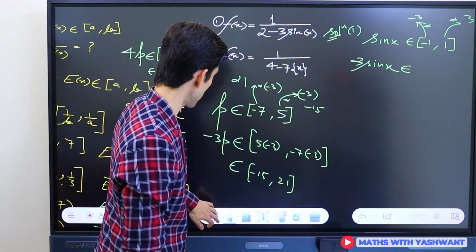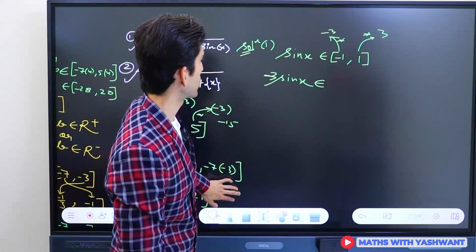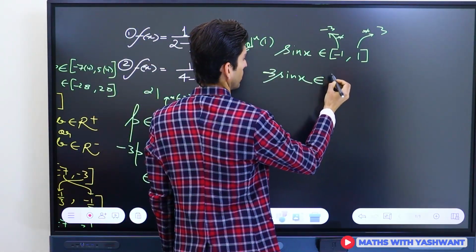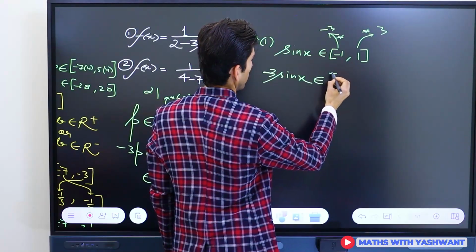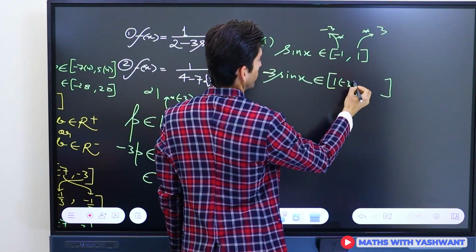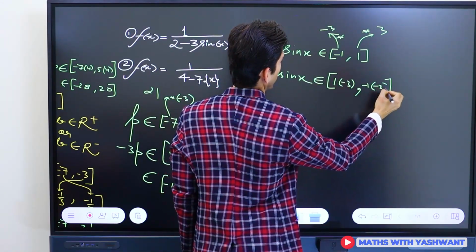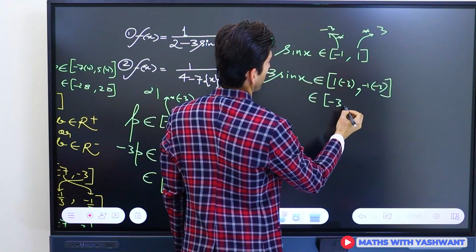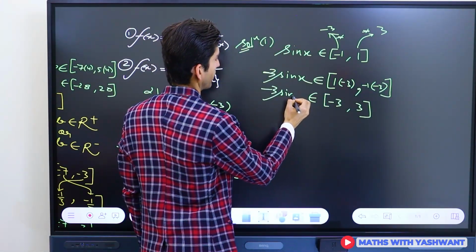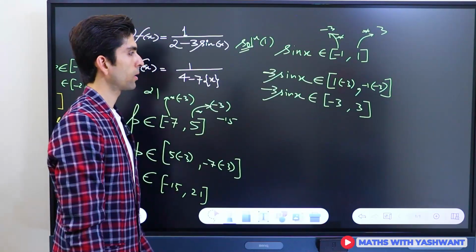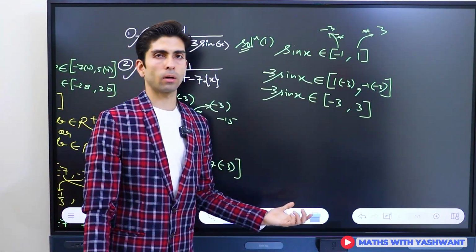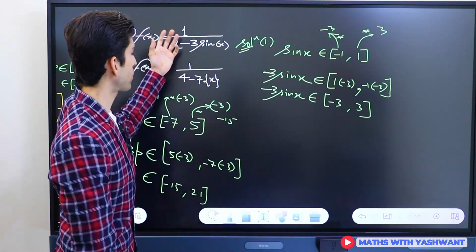So for this question, we multiply by -3. So when we multiply by -3, we'll have to reverse the order. So 1 into -3 and -1 into -3. So we have -3 to +3. So for -3 sin x, we have this range, -3 to +3 with square brackets on both sides. That means these boundary points are included in the range. And now we add 2.